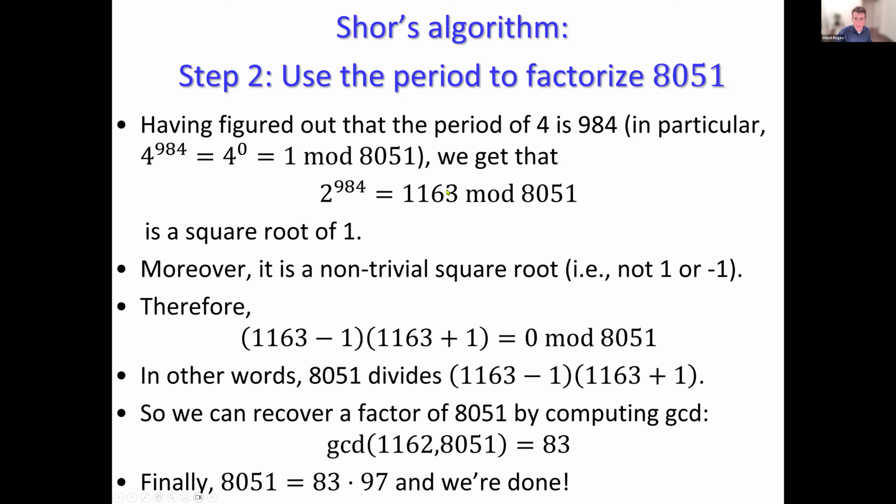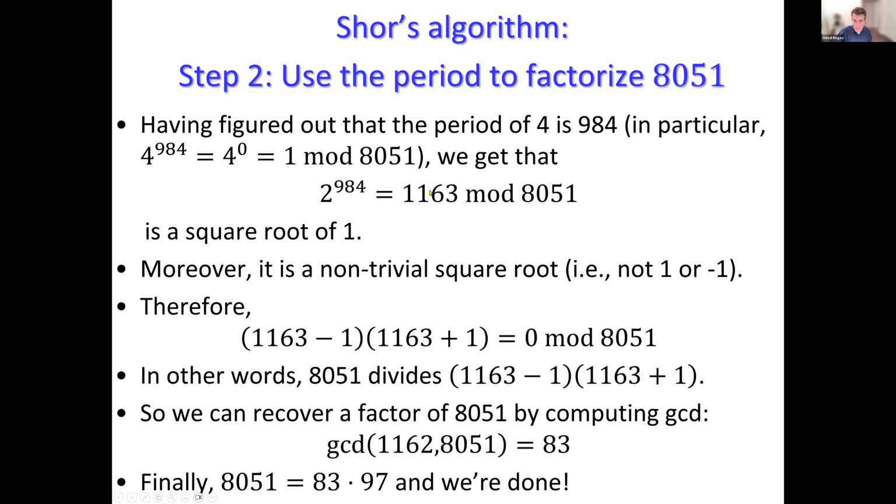I just computed that. But what's nice about this is I know that this has to be a square root of identity. Why? Because if I square this, I get 4 to the 984, and 4 to the 984 is 1 modulo 8051, right? This is how we found 984. 984 is by definition a period of 4. So 2 to the 984 must be a square root of 1. And moreover, you can see, kind of got lucky, it's not a trivial square root.